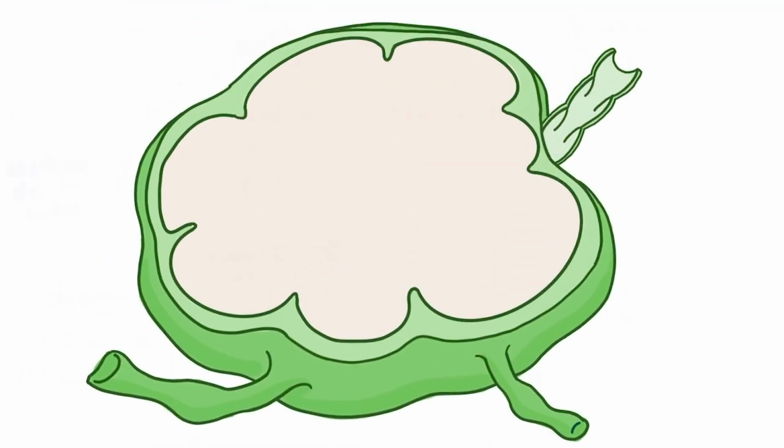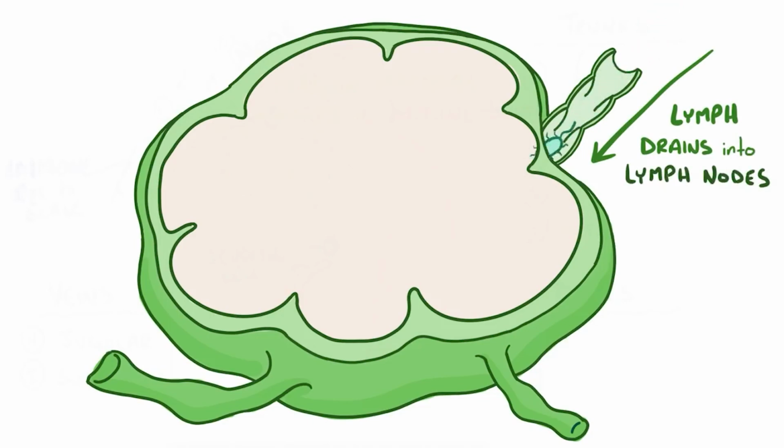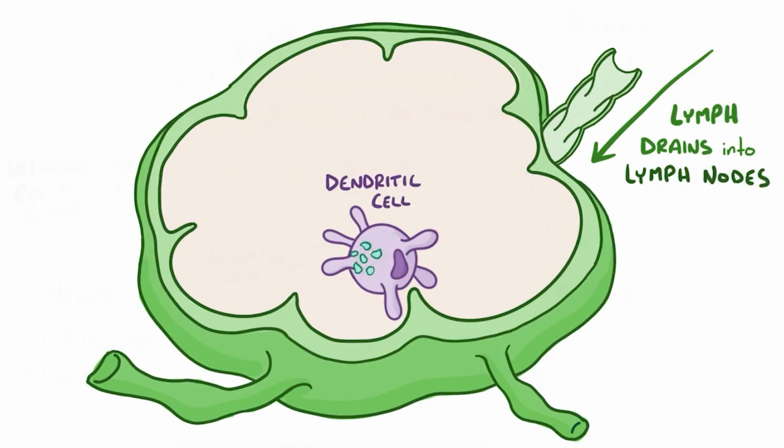When an infection gets into the tissue, it can slip into a lymphatic capillary and move into a lymphatic vessel. Unfiltered lymph fluid drains into a nearby lymph node, where any pathogen or piece of a pathogen is quickly detected by a dendritic cell, which is a type of antigen-presenting cell that serves up pieces of anything it destroys to other immune cells.